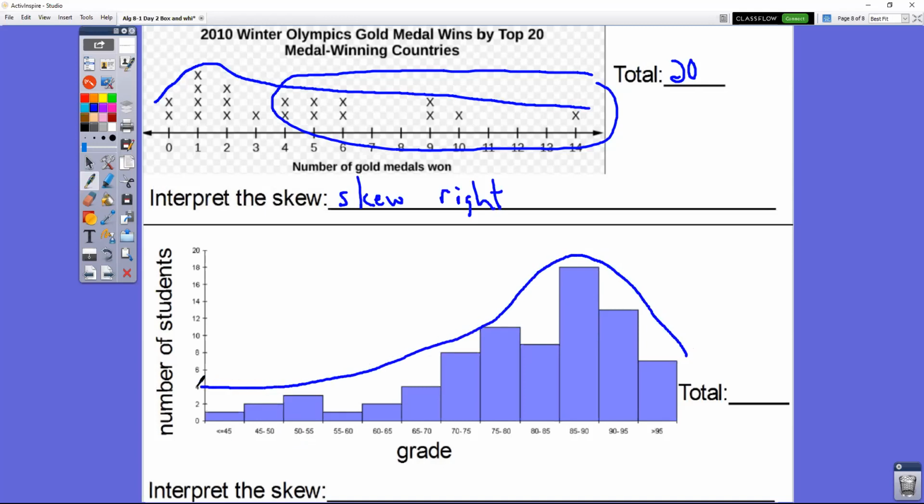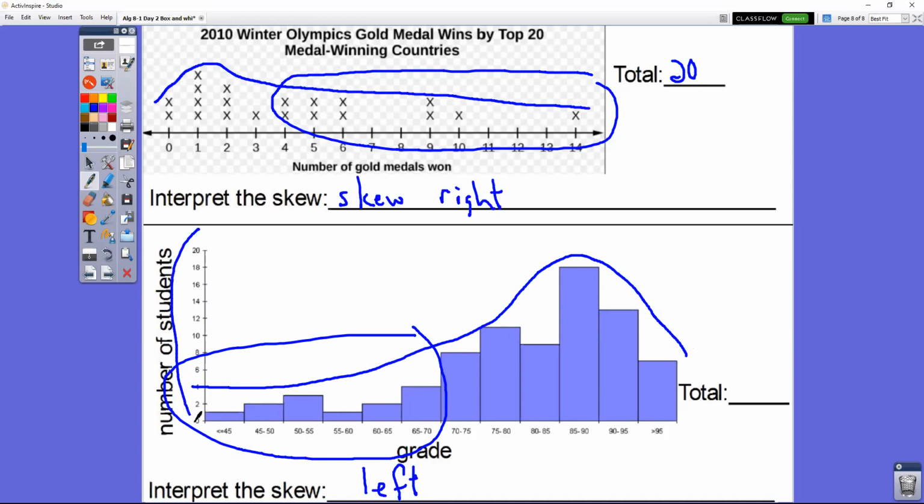And in this one, notice that it goes like this. We have this big long tail here. Because of this section, this would be skewed to the left. How many total people would there be? Now you have to be careful. Notice that our y-axis here is counting by twos. So this is really 2, this is really 4, this is really 6 people, and so on and so forth. If we added all those up, there would be 79 people.